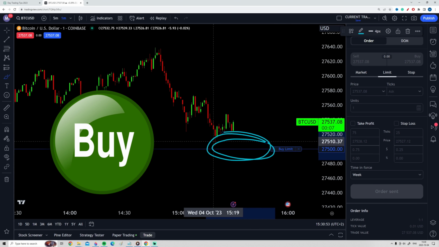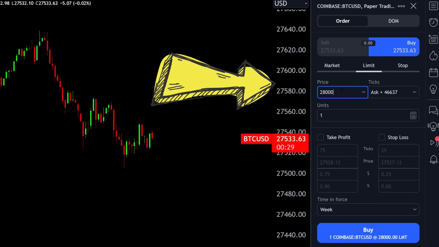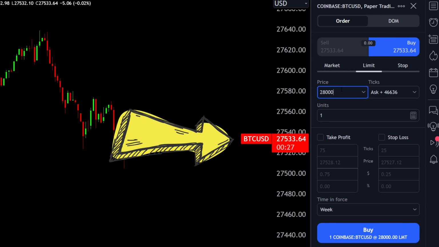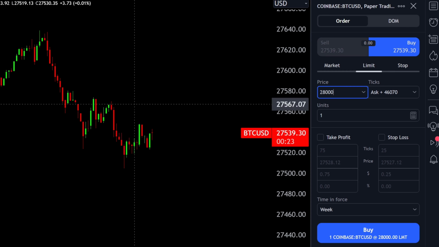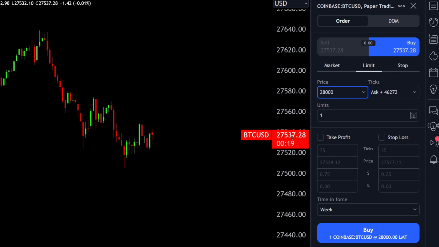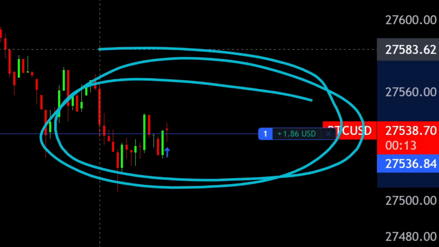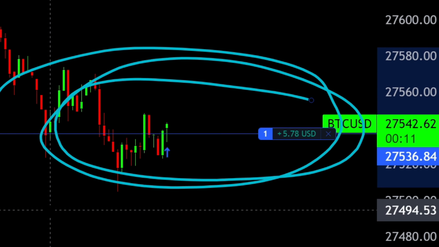But now I want to show you guys what happens if we set a buy limit order above the current price. So let's say that we place an order at 28,000 while the price is currently at 27,500. This will actually mean that we want to buy the asset if it's at 28,000 or lower. So if we click buy right here, you can notice that we actually bought the asset right away, and we are currently in a position.